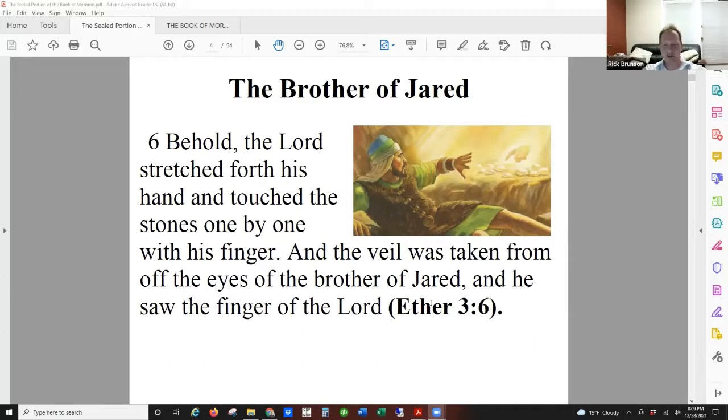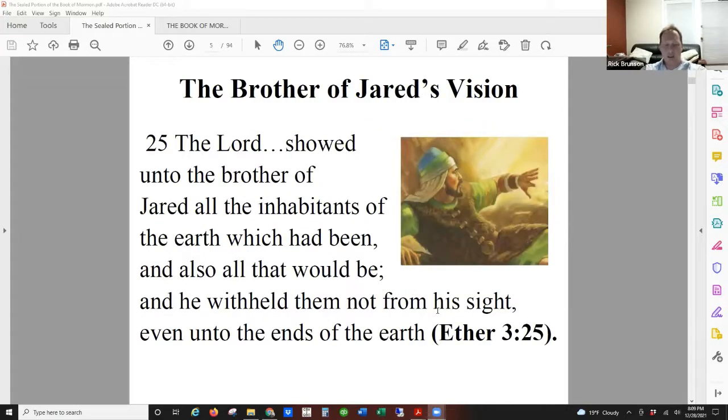So you guys are all familiar with the story of the brother Jared. And here the Lord parts the veil and touches the 16 stones for the brother Jared. We're all familiar with that story. And right after this is where the sealed portion of the Book of Mormon kicks off. So in verse 25 of Ether, chapter 3, we read, "The Lord showed unto the brother Jared all the inhabitants of the earth which had been, and also all that would be, and he withheld them not from his sight, even unto the ends of the earth."